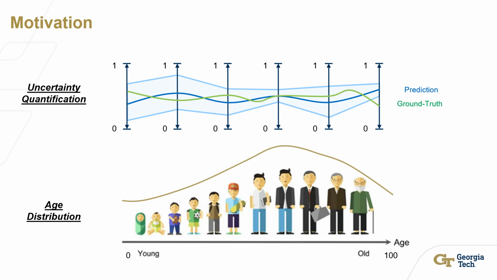This example shows the importance of designing novel algorithms to make reliable predictions and uncertainty quantification when the training data is imbalanced. Now, I will introduce our methods.